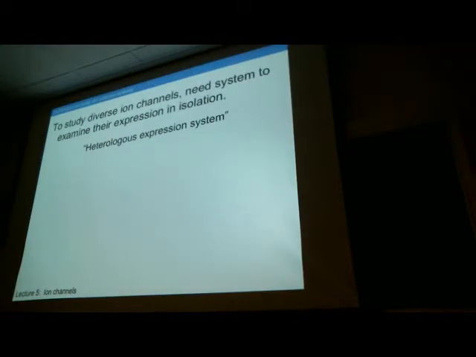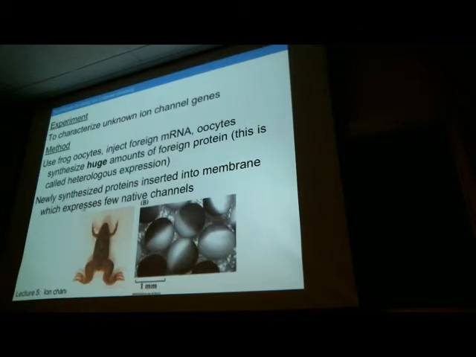Okay, but to study these channels, first of all, we need to express them. To understand their function, we have to express them. So often what you need is what we call a heterologous expression system, which just means taking mRNA from one animal or a known mRNA and expressing it in a convenient system. Okay, so one convenient system, you've probably all seen this before. How many of you have seen this before? Xenopus oocytes. Kind of sounds familiar, looks a little like the moon.